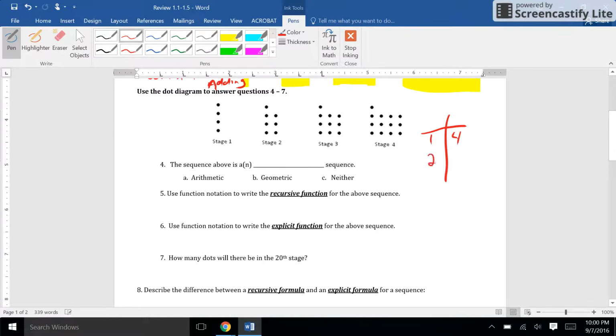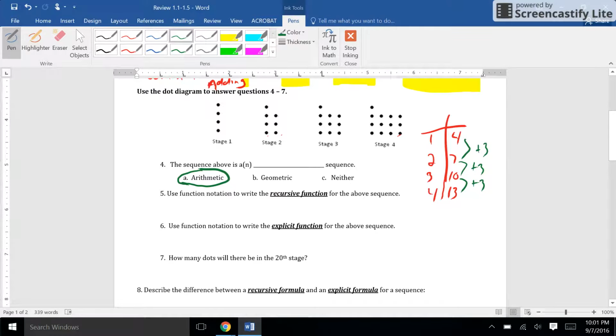At stage 2, it's going to be 1, 2, 3, 4, 5, 6, 7. At stage 3, it's going to be 9, 10. At stage 4, it's going to be 1, 2, 3, 4. That's 12, 13. Okay, let's take a look at this. Looks like I'm going from 4 to 7. I add 3, add 3, add 3. So I would say this is arithmetic.